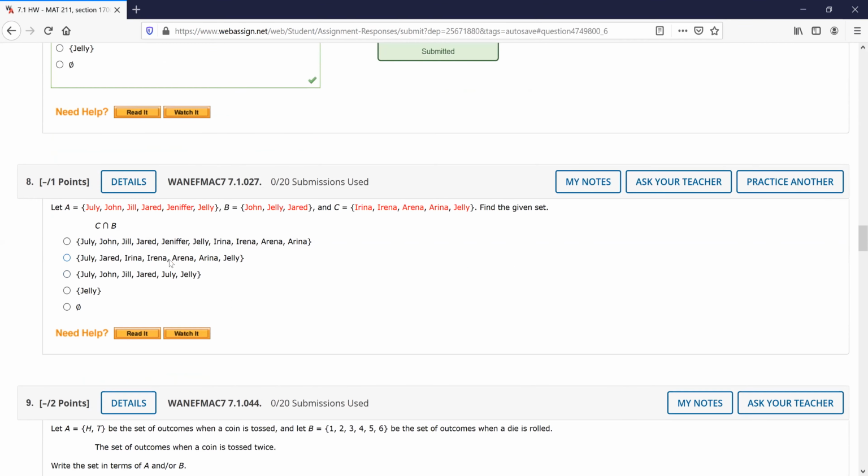Okay, number 8. So this upside down U is intersection. It means it has to be in both. So it has to appear in both B and C. So only names that appear in both. So notice Jelly appears in both, but nothing else does. So it's just Jelly.